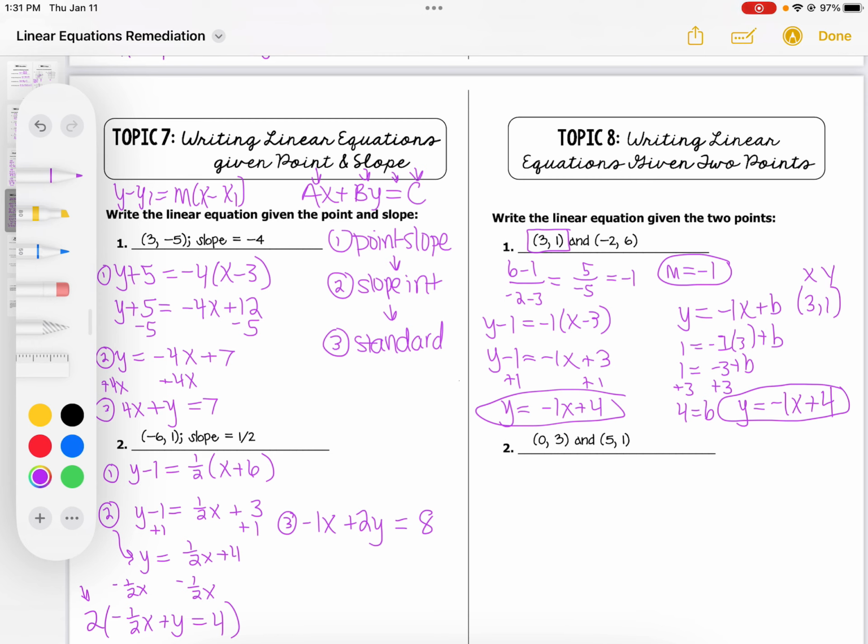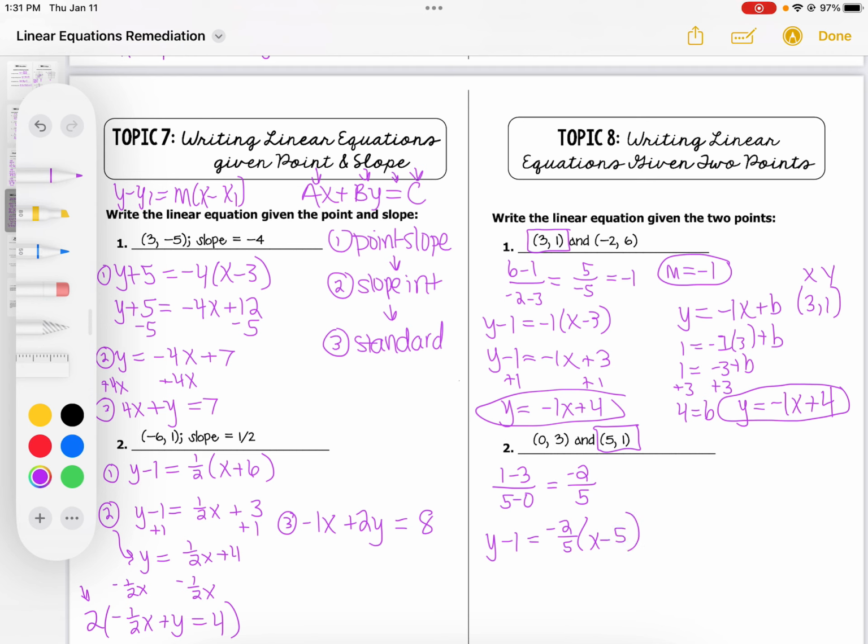Number 2, first we find the slope. 1 minus 3 over 5 minus 0. That's negative 2 over 5. If we wanted to create our equation in point-slope form, you could choose any point. I'm going to choose the second point since I chose the first point previously. The equation would be y minus 1 equals negative 2/5 times x minus 5.